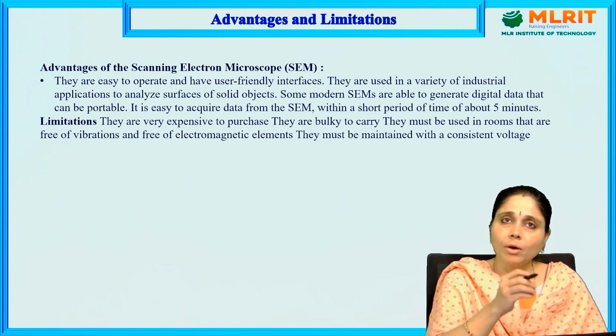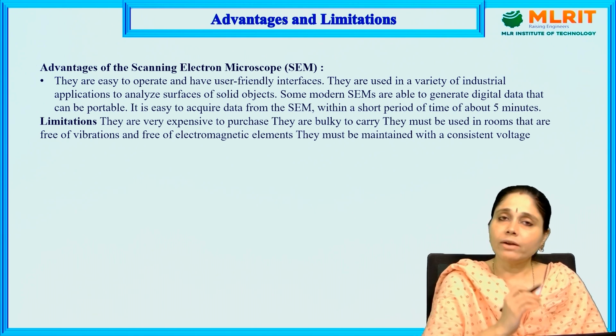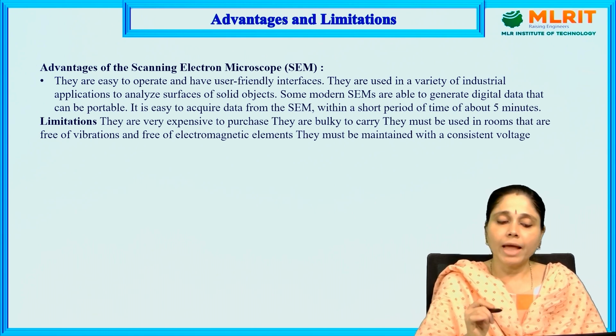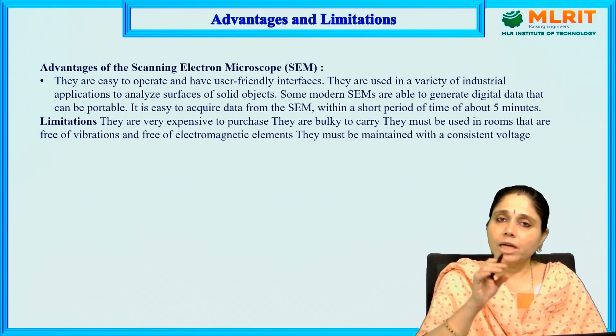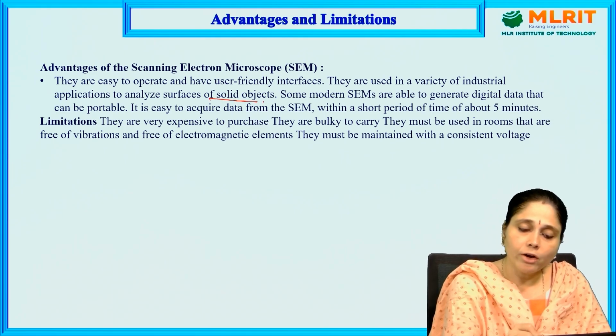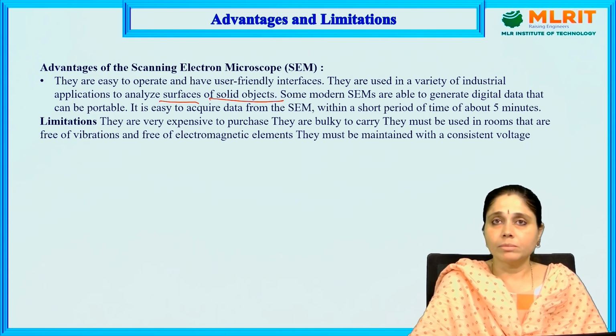Finally, about the SEM and its operation, block diagram, operation, advantages. What are the advantages? They are easy to operate and have user-friendly interfaces. They are used in a variety of industrial applications to analyze the surfaces of solid objects. The main purpose is to analyze the surface of the object. Some modern SEMs are able to generate digital data that can be portable. It is easy to acquire the data from SEM within a short period of about 5 minutes.